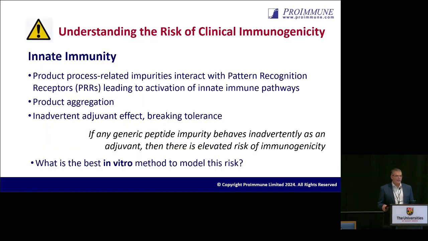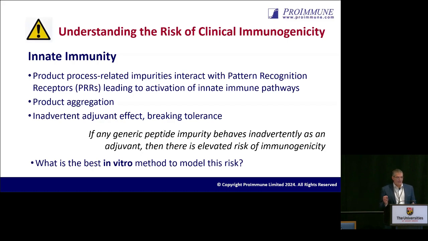So today I'm going to be talking about fresh whole blood assays. We're here because we think the ability of the assays is really critical to understanding the risk of clinical immunogenicity. Innate immunity, as we've heard in the great introduction from Andrew, is a key driver of these risks. Product and process-related impurities in our drug can potentially interact with pattern recognition receptors, and this can lead to the activation of innate immune pathways.